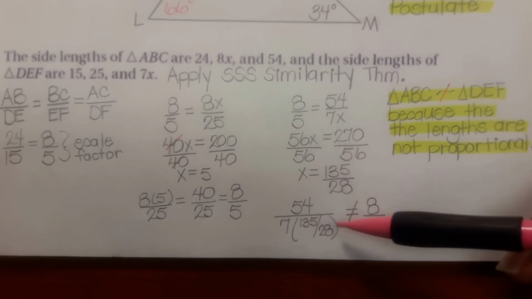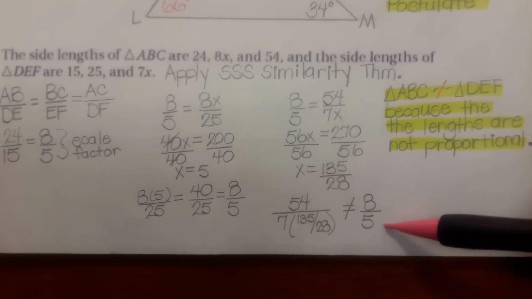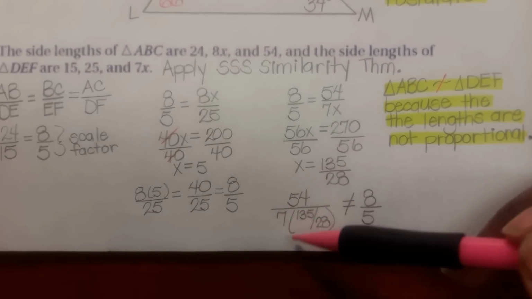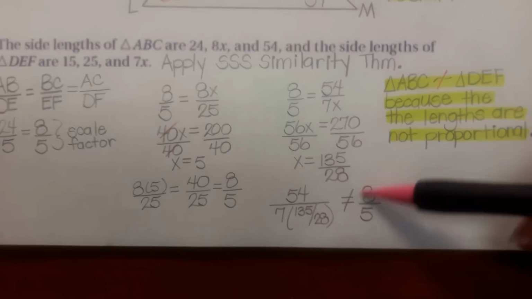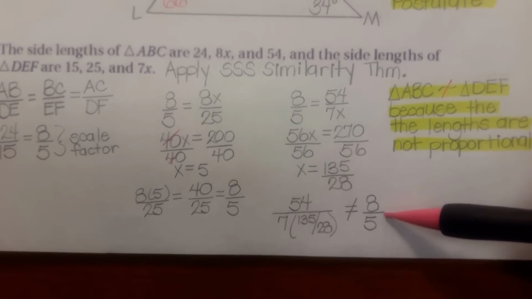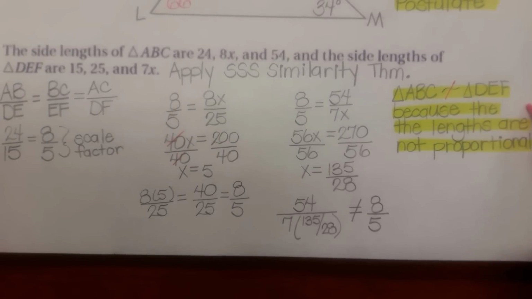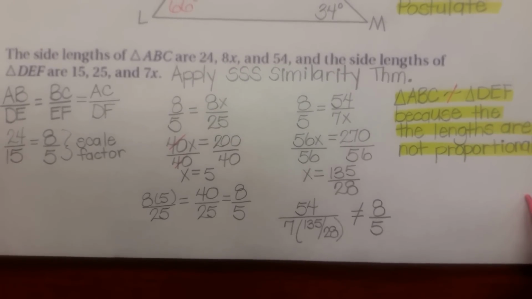I can see that when I plug 7 back in, it's not going to equal 8 over 5. When you type this in, 54 divided by 7 times 135 over 28, it will not simplify to 8 over 5. So I know that triangle ABC is not similar to triangle DEF because the lengths are not proportional.